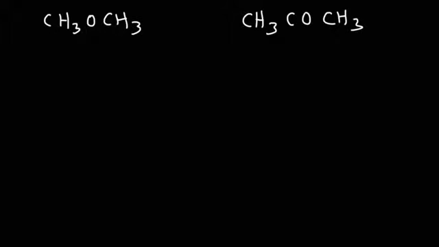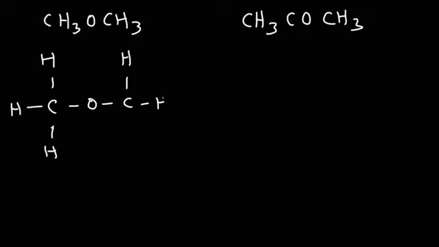Now let's consider these 2 examples, CH3OCH3 and CH3COCH3. Notice the difference. So go ahead and draw the Lewis structure for these 2 organic compounds. For the first one, we have a methyl group. That's a carbon with 3 hydrogen atoms. And then we have an oxygen in the middle. As we said before, oxygen likes to form 2 bonds, and then another methyl group to the right of that.